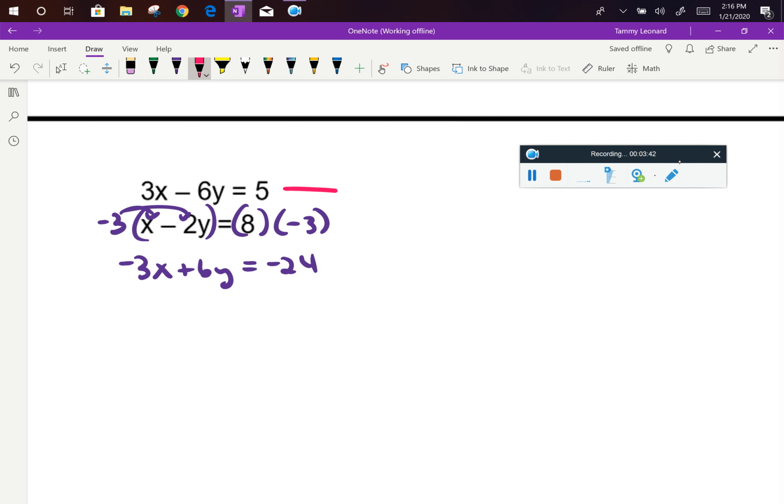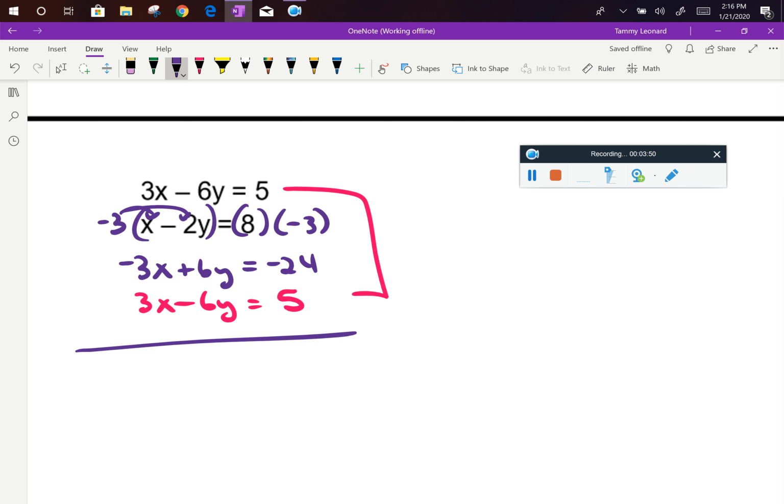I like to take that top equation and just rewrite it exactly as is below my equation so that I can see the two of them side by side. It makes it easier to go to the next step, which is to add the two equations together. Notice negative 3x plus 3x, those cancel out. But then notice in this problem, the 6y and the negative 6y also cancel out. So this entire side of the equation just equals 0.